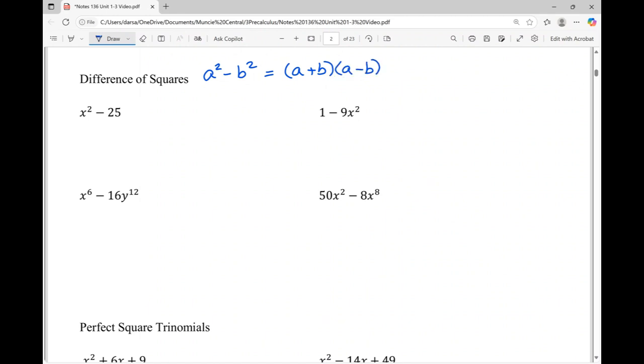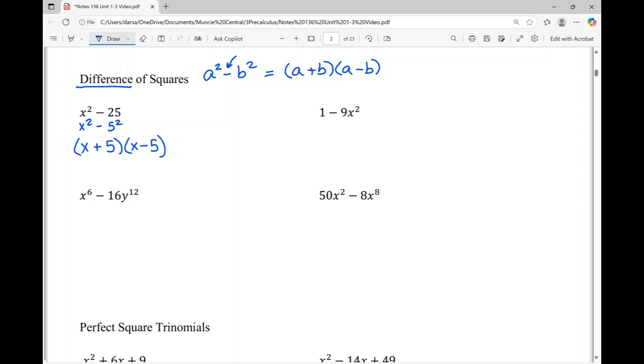Now, the most important thing to remember here is this is only going to work for a difference, meaning if there is something squared minus something squared. If there is a plus sign, this will not factor. It is prime, it doesn't factor. So if we look at our first example here, we can see that x squared minus 25 is x squared minus 5 squared. So first plus second, first minus second. It will always work in that manner.